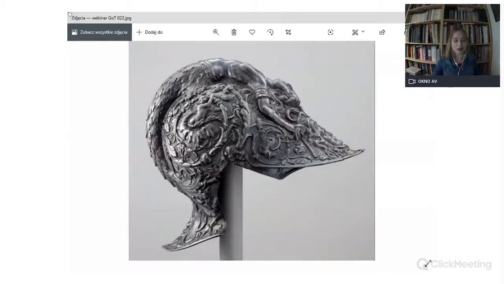We can compare them to, for example, very expensive and very luxurious designer sports shoes. They are not adjusted to some specific kind of sport. They can be used for running or, I don't know, basketball, but there are models that are better adjusted to some specific kinds of sport.